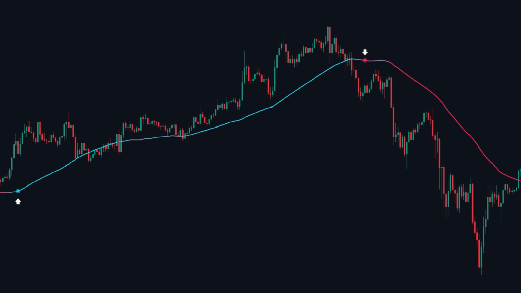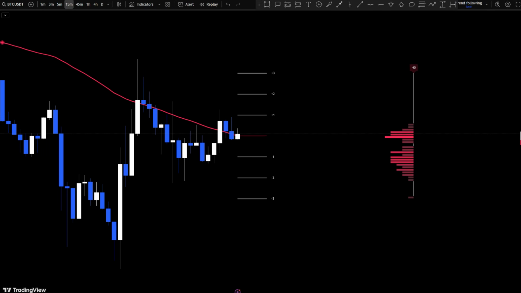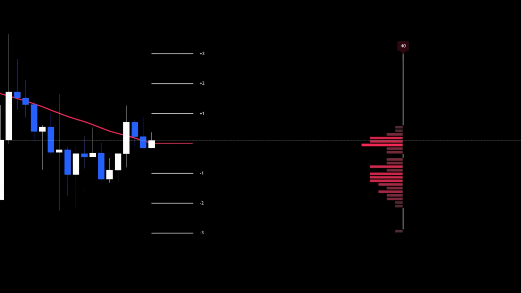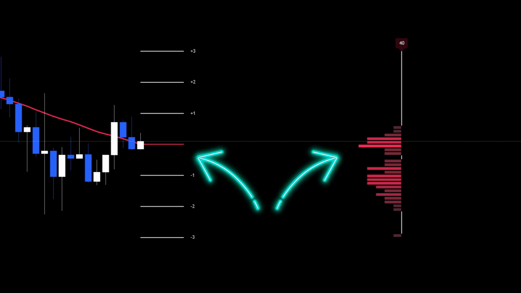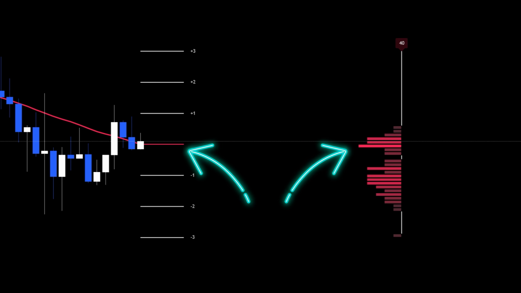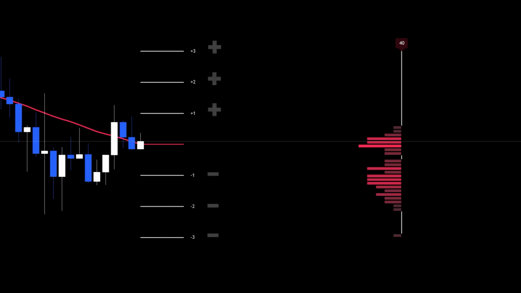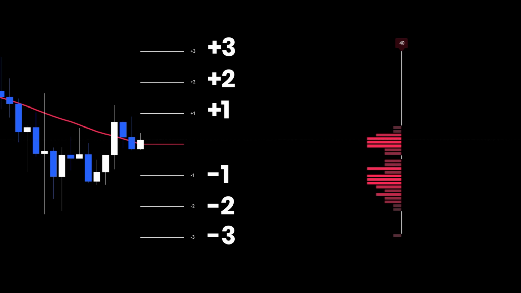Now here's something else it shows you. Right next to the price candles, it creates a visual profile, almost like a bar graph. This profile shows you how often the price has actually closed within different zones, which are marked by lines like plus or minus 1, 2, or 3. These lines always have the same color, so they're easy to spot.